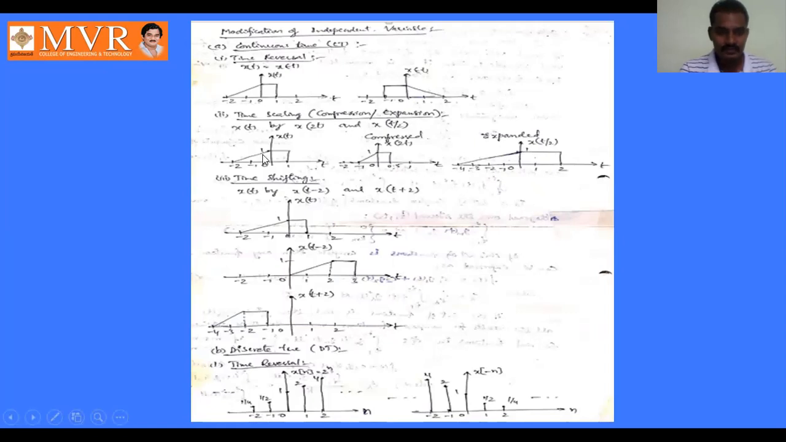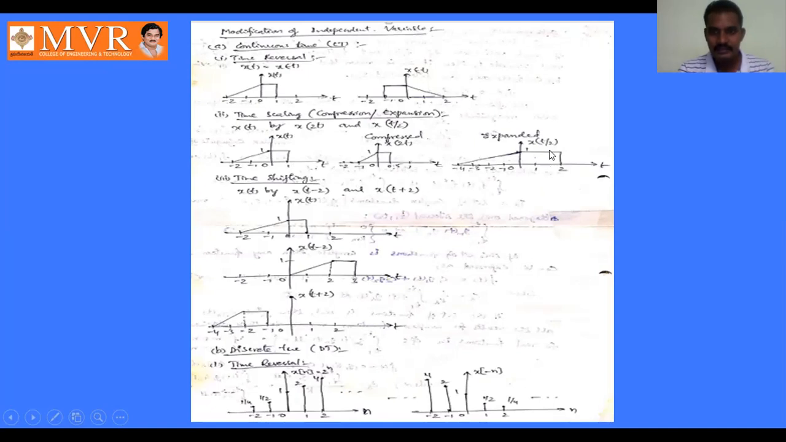Okay. So suppose here you mention the 3 transition points a, b, c. A is minus 2, b is 0, c is 1 here. How to get x of 2t? First 2t equal to minus 2, or t equal to minus 1. So it will start from minus 1. Similarly, 2t equal to 0 or t equal to 0. 2t equal to 1 or t equal to 0.5. Like this, we will get the compressed image.